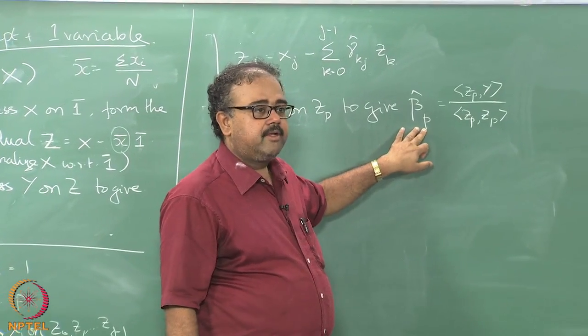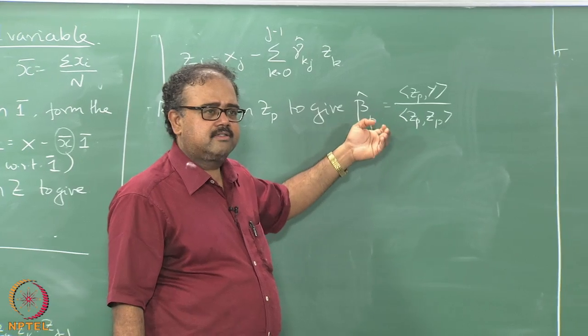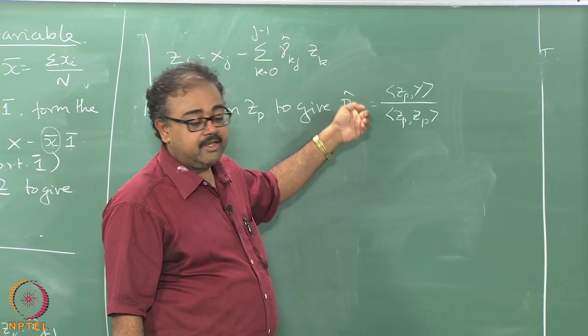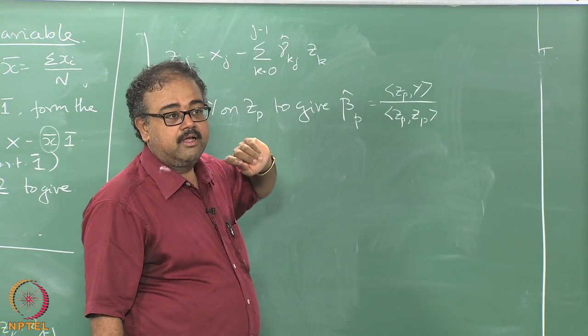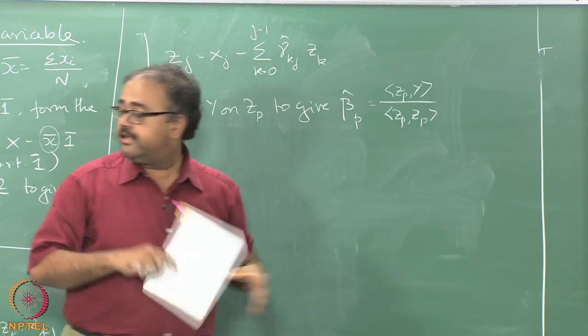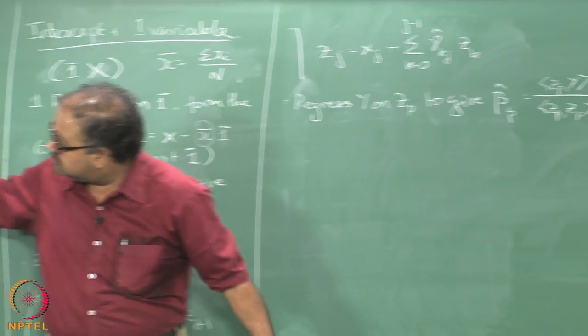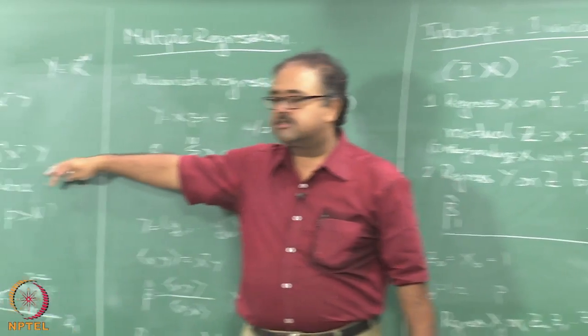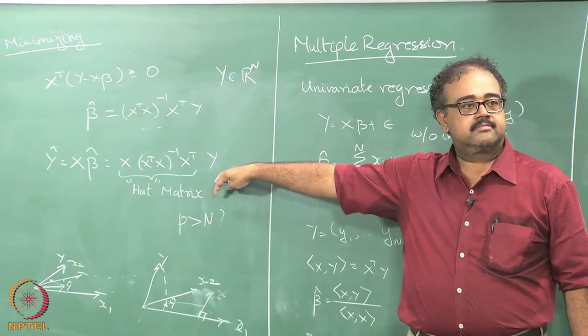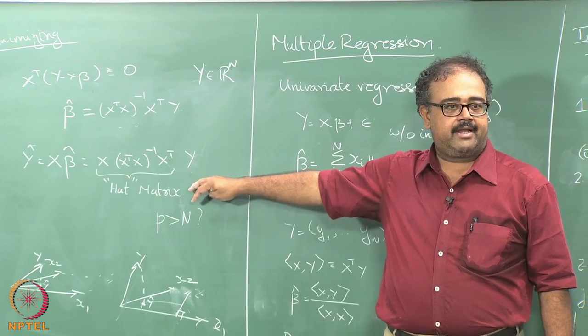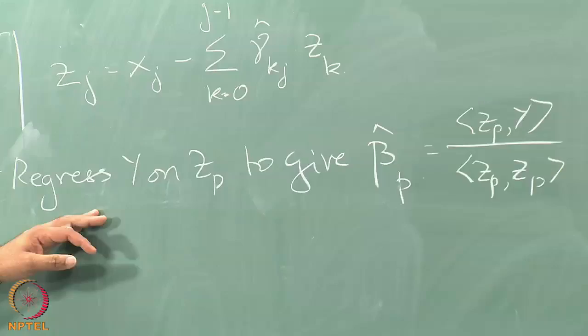So what is beta hat p now? It is the actual coefficient that I will find for the pth variable if I had done the regression as we talked about earlier, right. If I had estimated my beta like this, this is essentially what I will end up with.